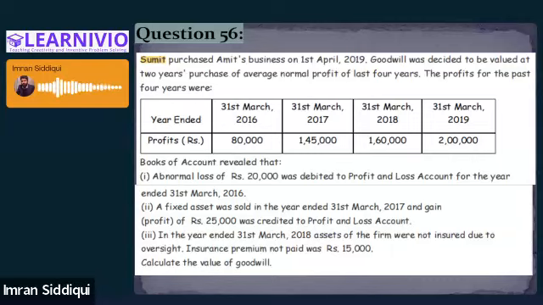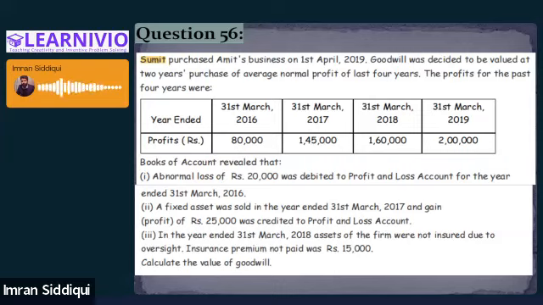Yeah, okay. Good job. So now I believe that both of you understood the concept of the valuation of goodwill by the average profit method, and I'm sure that you also understood the concept regarding the determination of the normal profit of the firm. Now, this is it for today's session.